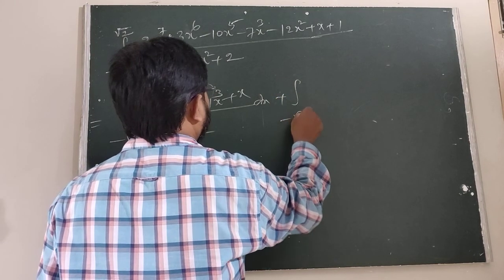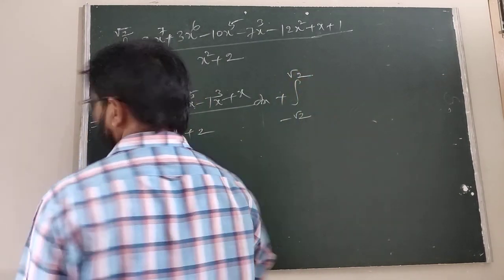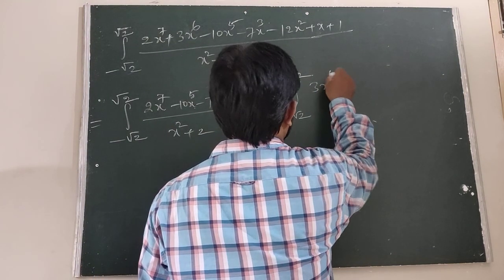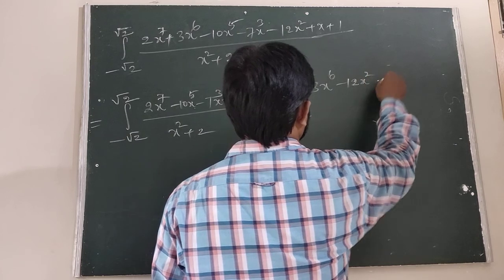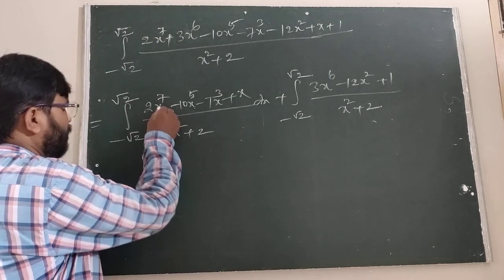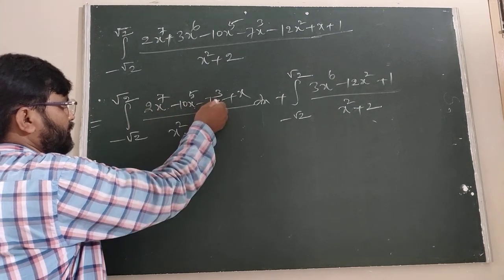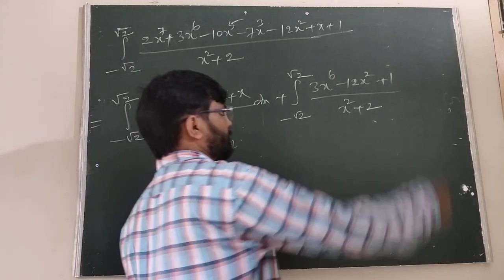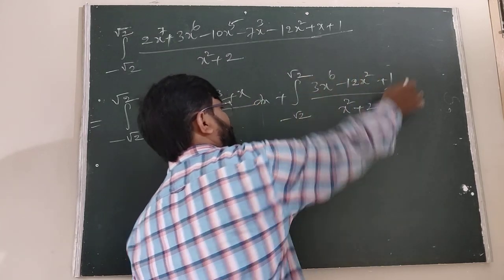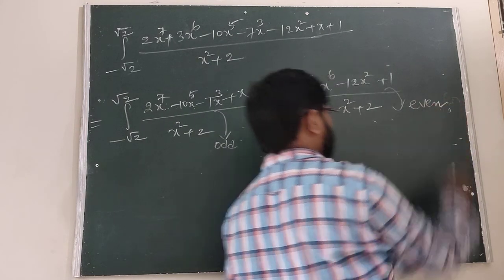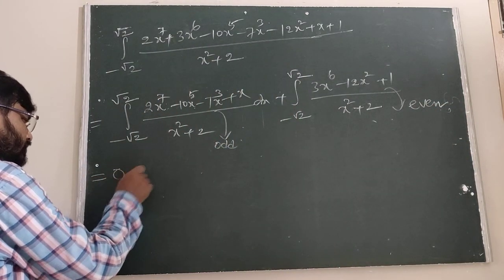After that, minus root 2 to root 2. The even terms are 3x power 6 minus 12x square plus 1 upon x square plus 2. Replacing x with minus x, this is the minus. This function is odd. Undoubtedly we can take this complete part as f of x. This is the odd function, and this is the even function. Now its answer, we know, is 0.